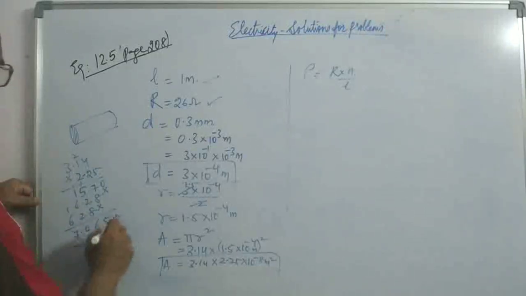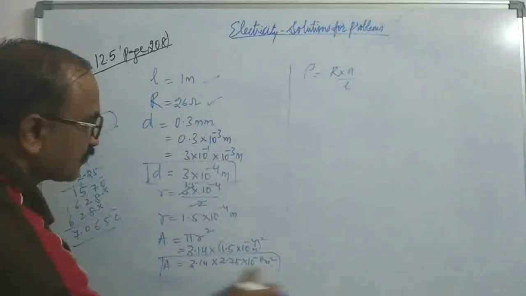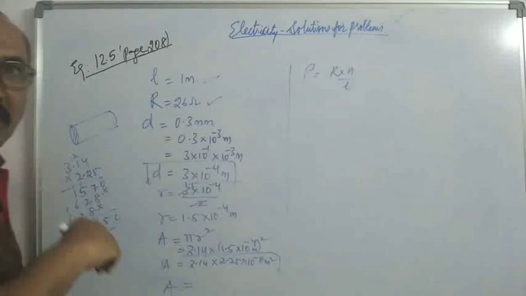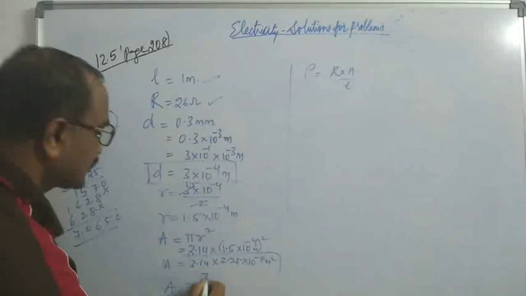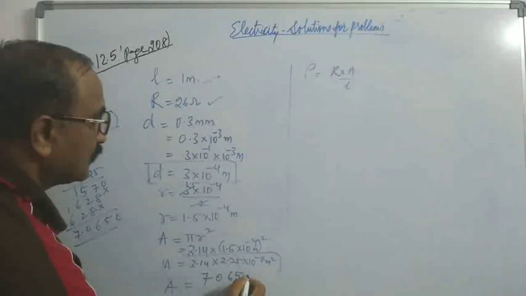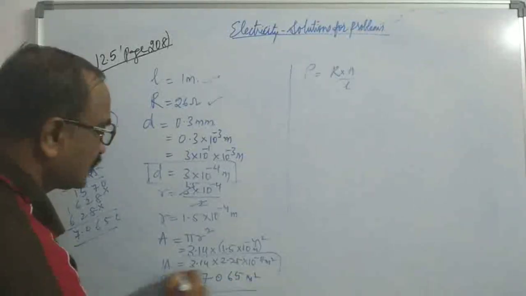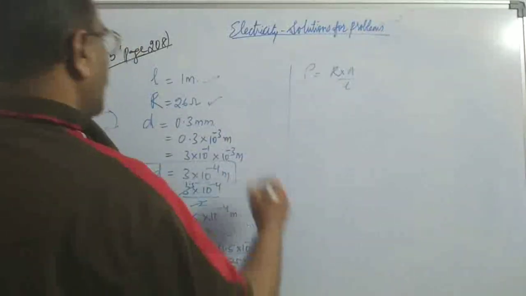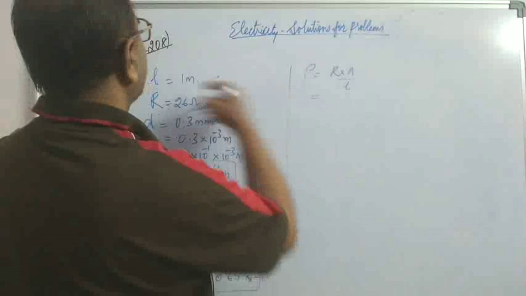So it becomes 7.065. So I just write the area of cross section is 7.065 square meter. Right? That's the area. Now, okay, employ all these things that we have got here, and we'll write down, children.